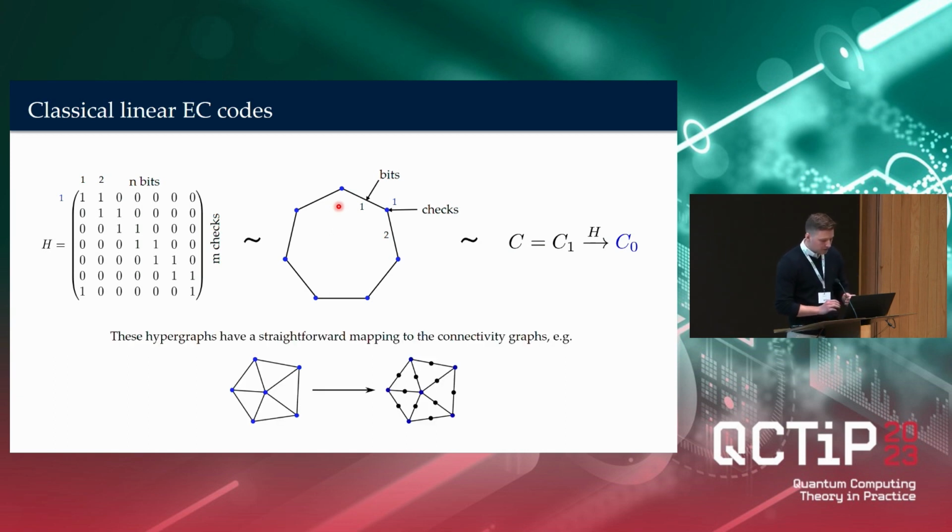Finally, it's very trivial to map these kind of hypergraph representations of classical codes to their connectivity codes, or so-called Tanner codes, that were introduced also in the previous talk, where we essentially just take every single edge and we augment this graph with vertices on every single edge. And now this is a bipartite graph, which was the Tanner graph also from the previous talk. So we're going to do something very similar now for the quantum case.